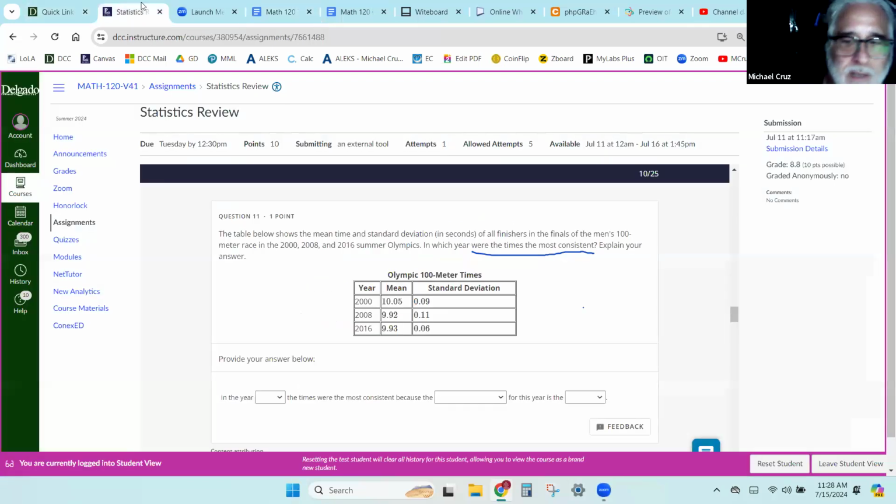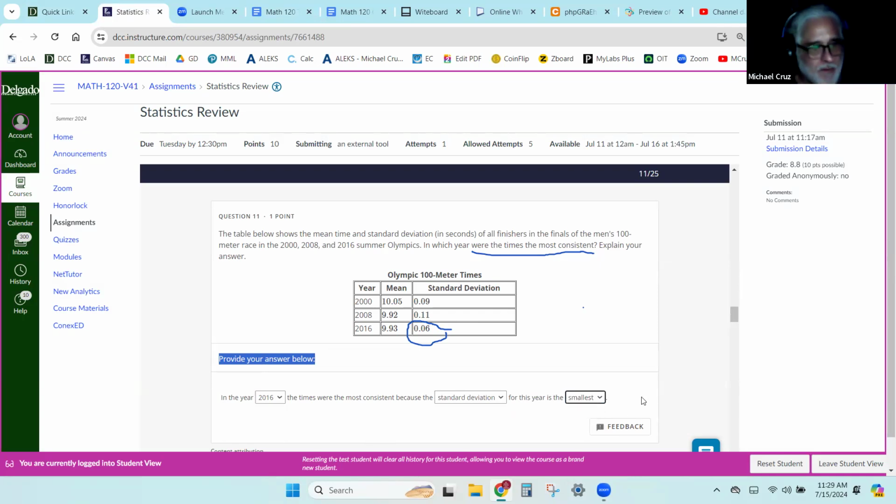And thus, when they're asking about the most consistent year, it's this one here, because that's the smallest one. So 2016, because the standard deviation for that year is smallest. That's what determines spread, and in this case, that spread relates to consistency. It's not talking about the mean. The mean is a measure of center.